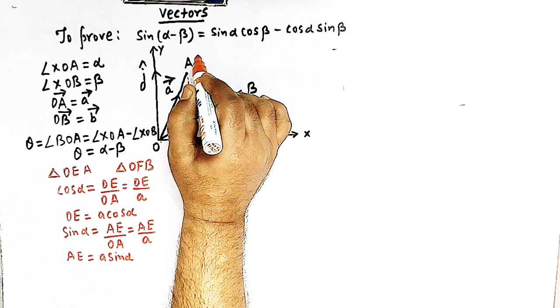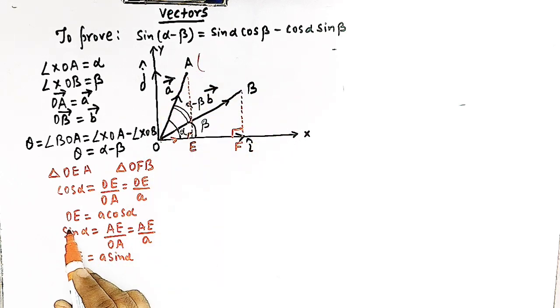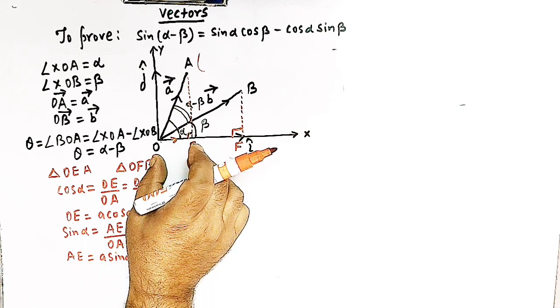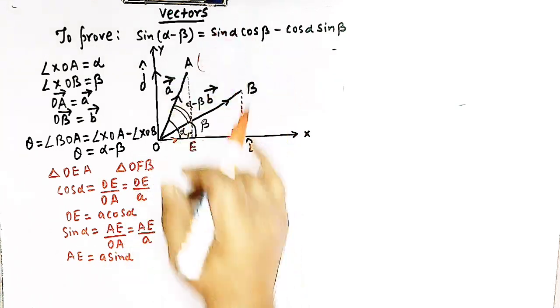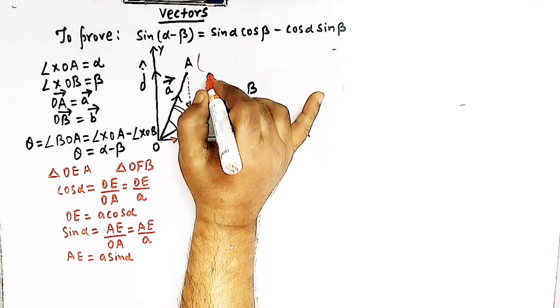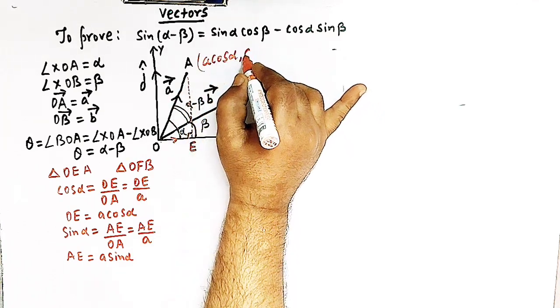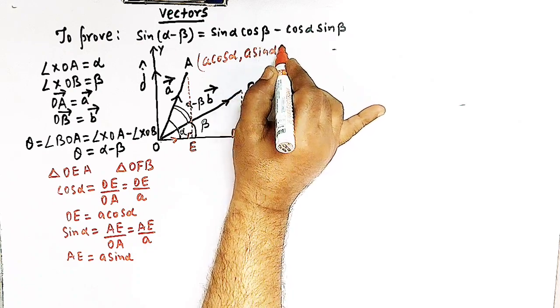So the coordinates of this point A can now be written as OE comma AE, that is OE is the abscissa and AE is the ordinate. So we have here A cos alpha comma A sine alpha, right?